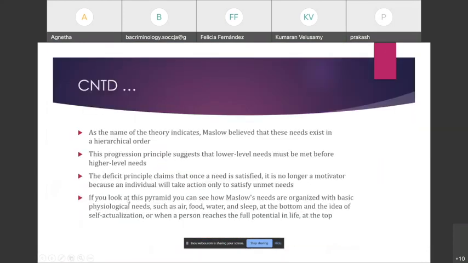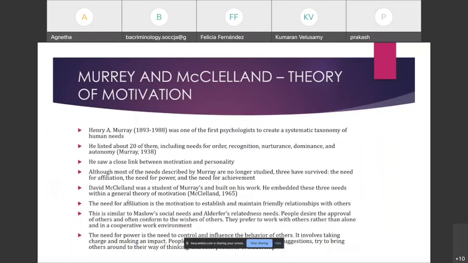So now that we finished Maslow's hierarchy of needs, the next theory of motivation that we are going to be focusing on is Murray and McClelland's theory of motivation. Okay, so there were two people. One was Henry Murray. He was one of the first psychologists to talk about the taxonomy of human needs. Okay, so he talked about 20 different needs. He said that all human beings have about 20 different needs.